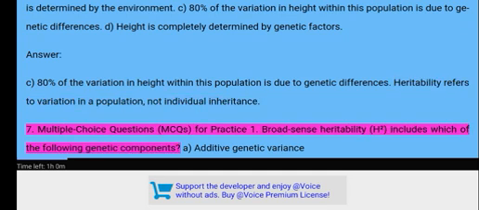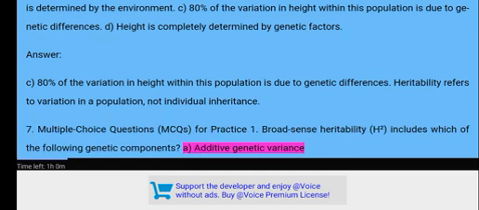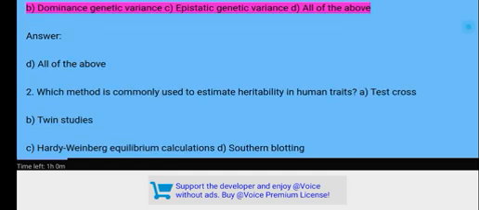7. Multiple choice questions, MCQs, for practice. 1. Broad sense heritability, H squared, includes which of the following genetic components? A. Additive genetic variance. B. Dominance genetic variance. C. Epistatic genetic variance. D. All of the above. Answer. D. All of the above.